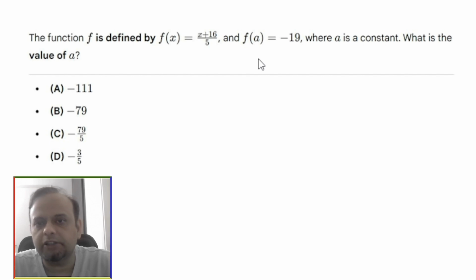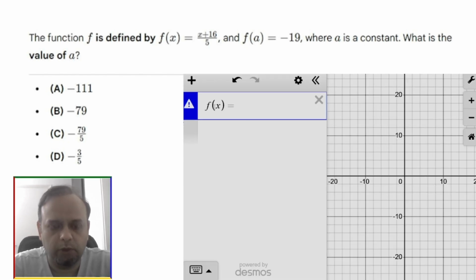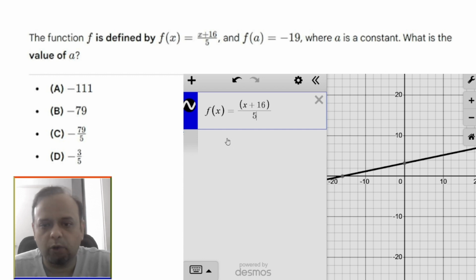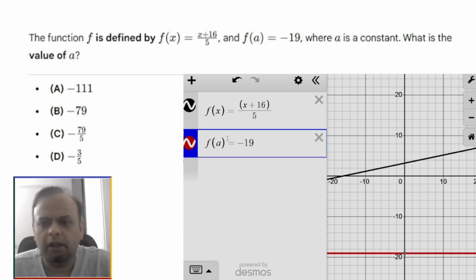Now with function-related questions, the thing to realize is Desmos fully understands the function notation. So all you've got to do is take everything that you see in the question and put it back on Desmos. We know f of x is equal to (x + 16)/5 and we also know f of a is equal to minus 19. Now a lot of people worry, how can I write a on Desmos? You absolutely can write any constants.